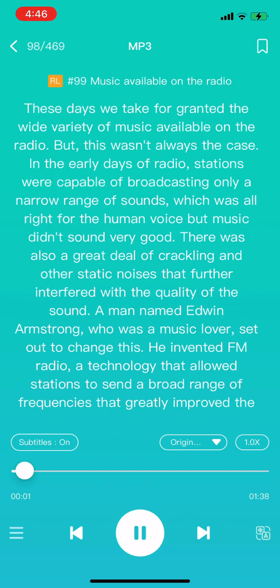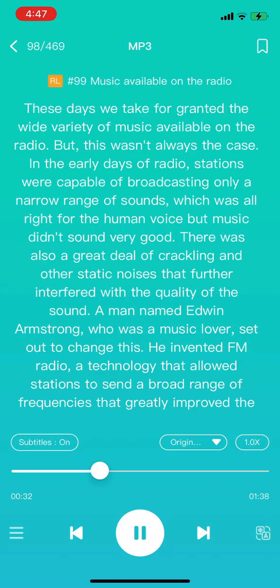These days, we take for granted the wide variety of music available on the radio. But this wasn't always the case. In the early days of radio, stations were capable of broadcasting only a narrow range of sounds, which was all right for the human voice, but music didn't sound very good. There was also a great deal of crackling and other static noises that further interfered with the quality of the sound. A man named Edwin Armstrong, who was a music lover, set out to change this.